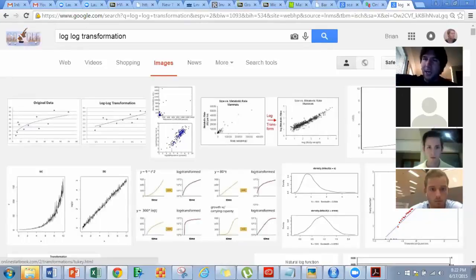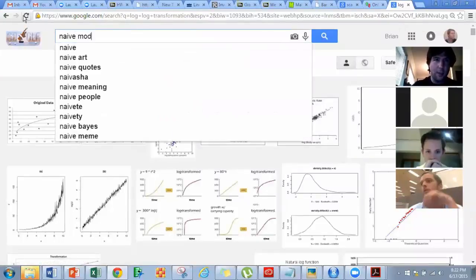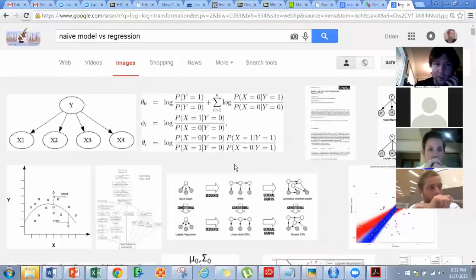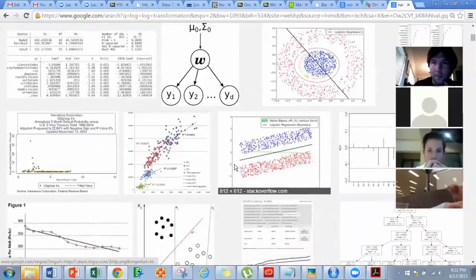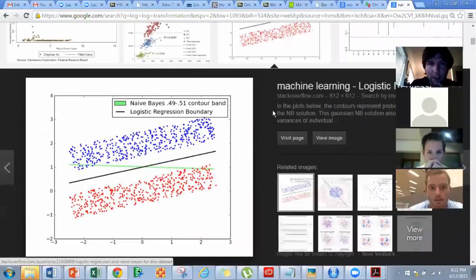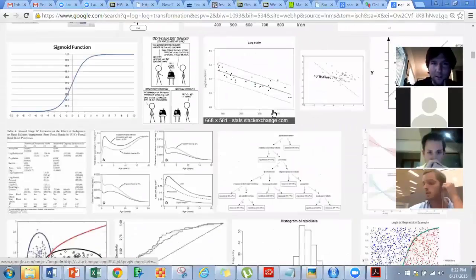With this in mind, you have to think about this. When we first started doing simple linear regression, we asked ourselves, did the new variable explain a significant portion of variation? Let's say naive model versus regression. Let's see if we can get a picture up. No pictures. That's kind of what we're talking about here. That's a different type of thing, but it almost looked like it.